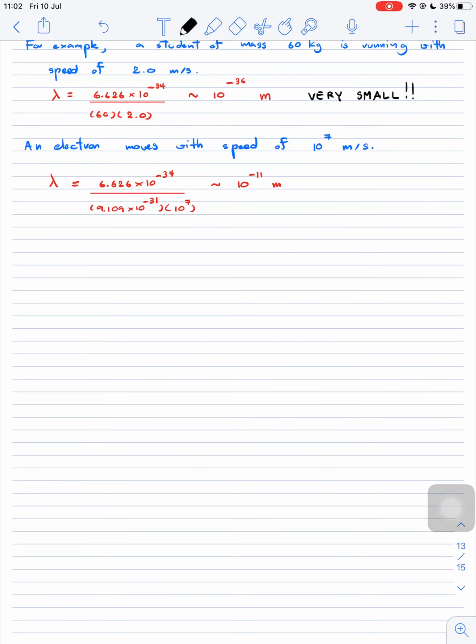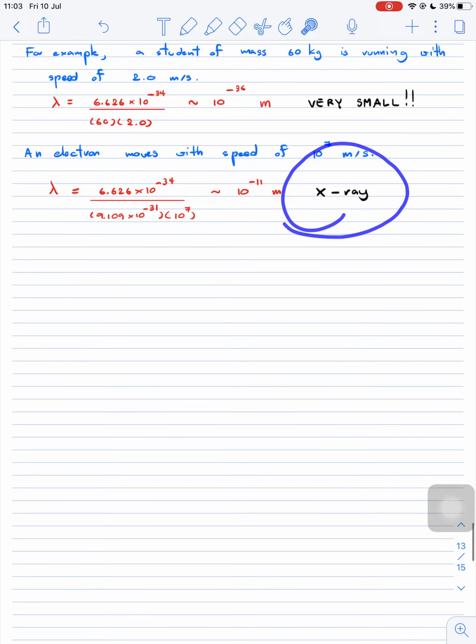Which type of electromagnetic wave has this wavelength? It's the X-ray. So it means that the electron can behave as an X-ray, and this wavelength is detectable.